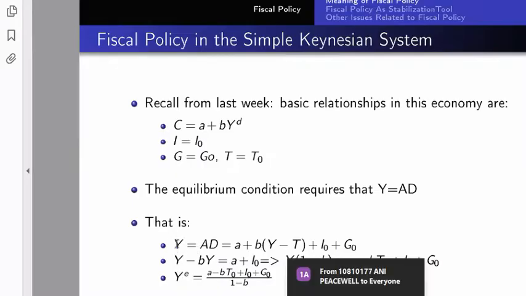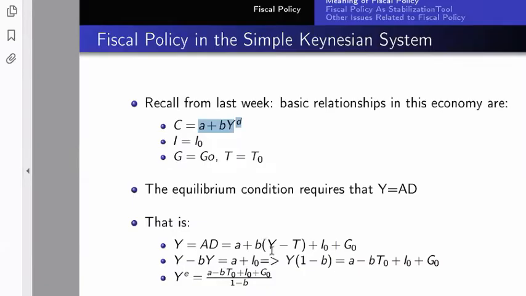So we have Y equal to AD. But AD itself is C, which is A plus BYD plus I plus G. But this YD is disposable income, and it is calculated as income less tax. So the YD is Y minus T. The rest is just mathematics. Factor out the Y. That's all you want to do.